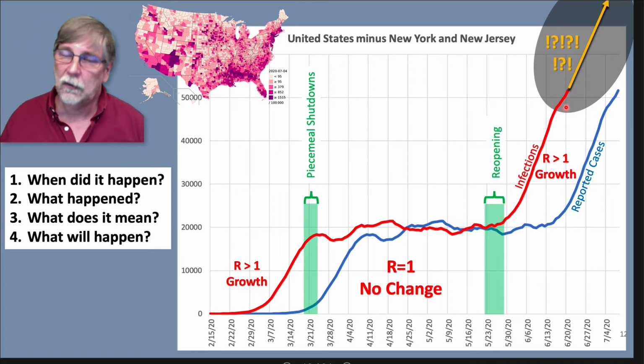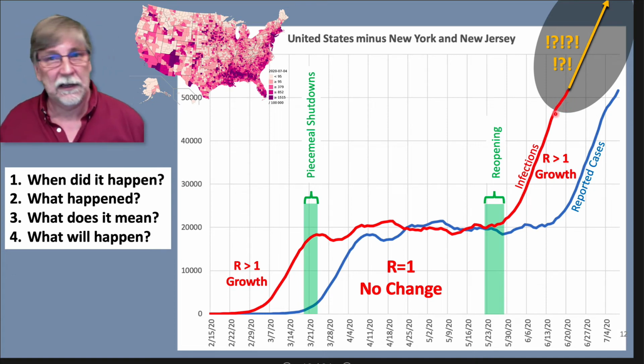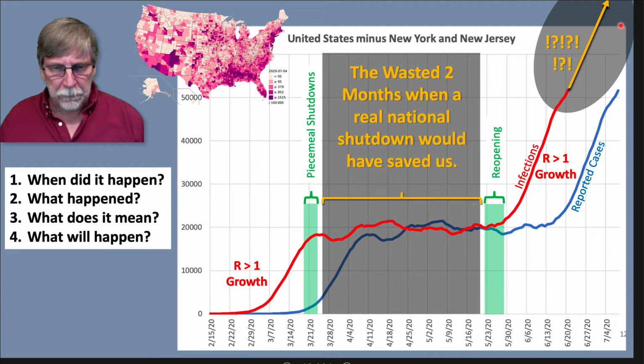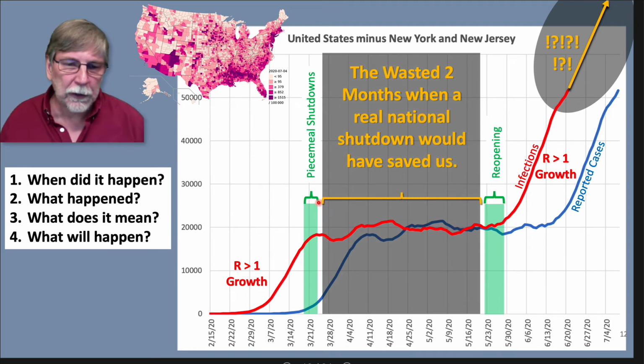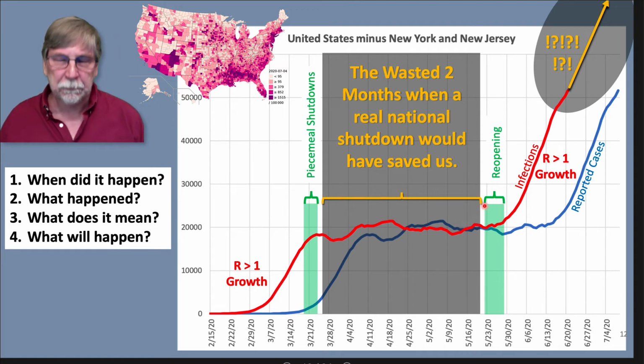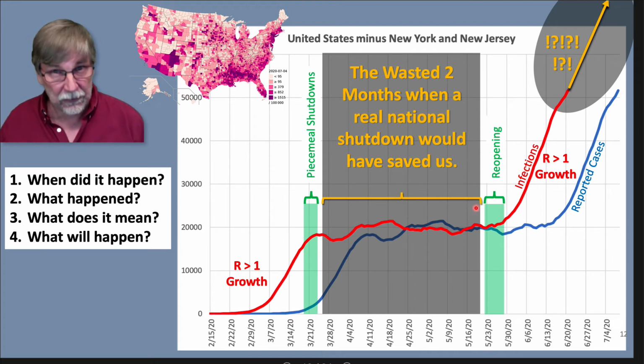We as a nation are not doing anything still to get this under hand. California is shutting down again. There's some piecemeal here, there, and the other place. Hopefully these numbers will start to do this as different states do something to stop it. The thing is, this period between late March and late May are the wasted 2 months when a real, honest-to-goodness national shutdown would have saved us.